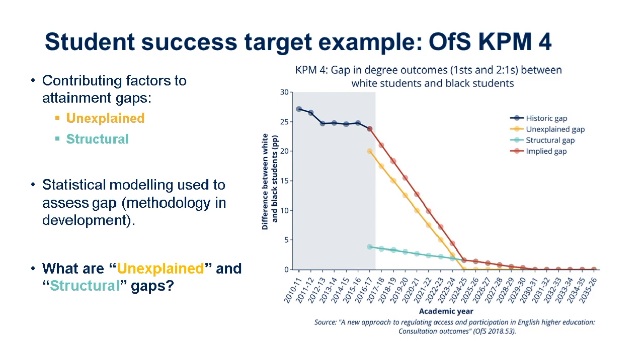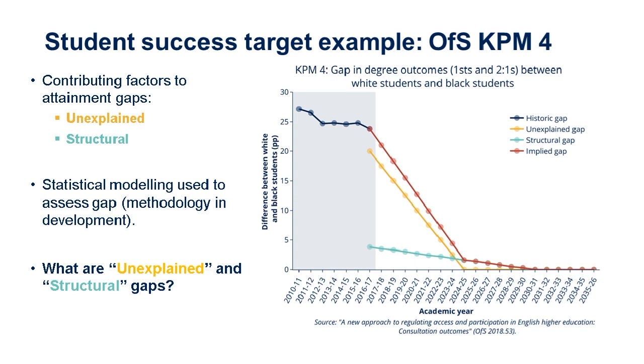So what do I mean by these unexplained and structural gaps? Let's take, for example, Key Performance Measure 4, which is the gap in degree outcomes, firsts and 2:1s, between white students and black students. On the plot there, you'll see that the historical gap has been closing slightly over recent years, and thereafter we showed the composition of this overall remaining gap in 2016-17 as a combination of structural and unexplained. And for these two contributions, we have two different timescales associated with closing these gaps.